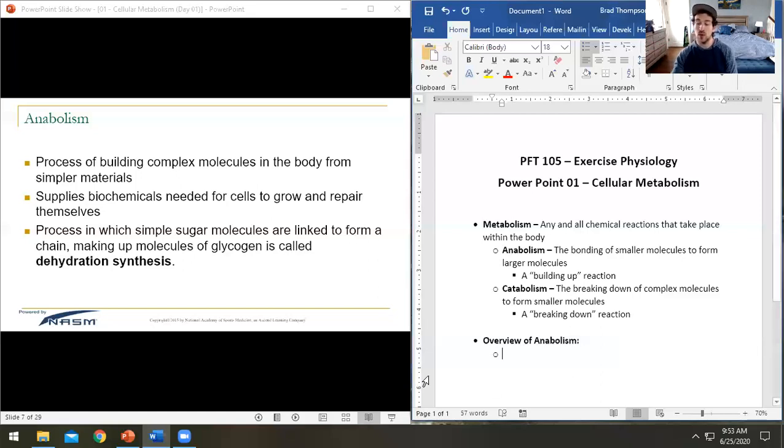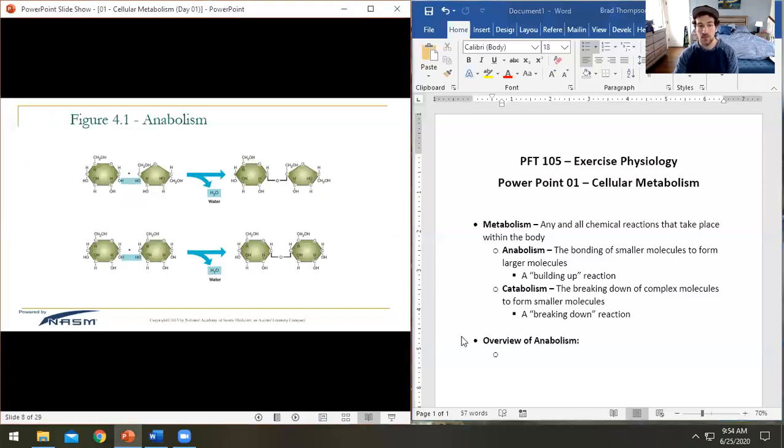Well, I'm going to need to link two sugar molecules together, and then I'm going to need to link another one and another one and another one until I have this big complex chain of thousands of sugar molecules. So how do I actually do that? Well, I'm going to do that through a process called dehydration synthesis. It's a process in which simple sugar molecules are linked to form a chain, making up molecules of glycogen. So let's take a look at what dehydration synthesis is.